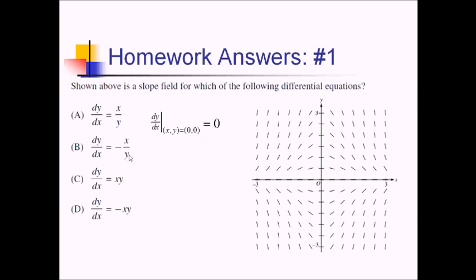So A and B, those are both going to be 0 over 0, which is undefined. So I can eliminate A and B. C and D both give me 0, though. So I've got A and B gone, but I need to get rid of one of these last two. So for my next point I'm testing, I'm going to test out 1, 1. That's a pretty easy one to test.